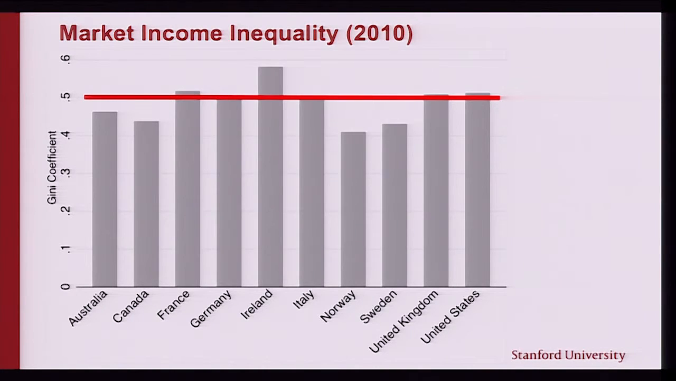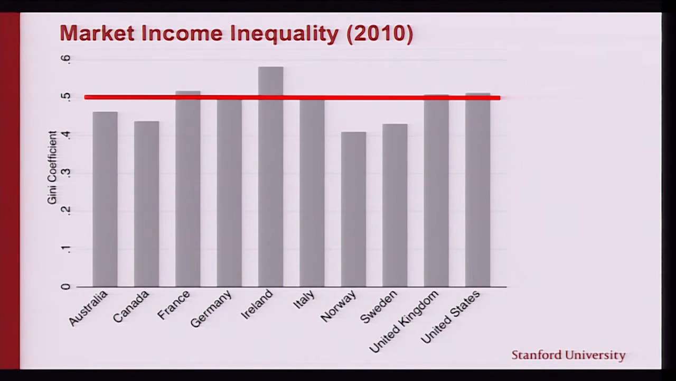We see Ireland has the highest level of market income inequality, and the US is at about the same level as four other countries: Germany, France, Italy, and the UK. So the US, in terms of market income inequality, is not an outlier. It lies below Ireland and within the range of four other countries. It's above the two Nordic countries, Australia, and Canada, but the US is not an outlier. It's in line with other countries that we see ourselves as comparable to.